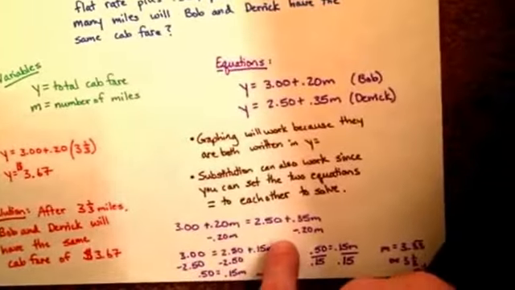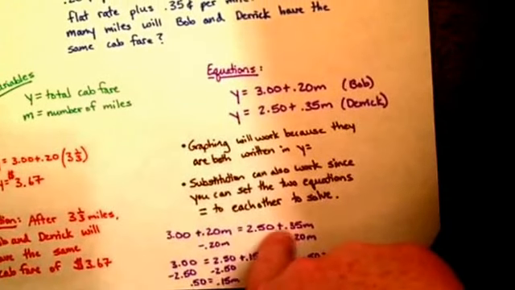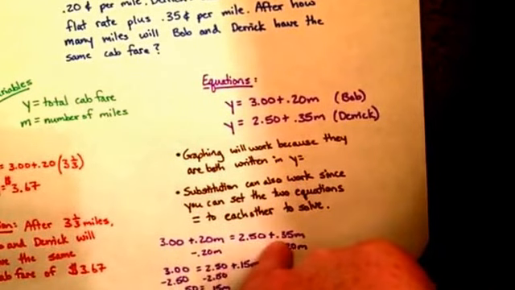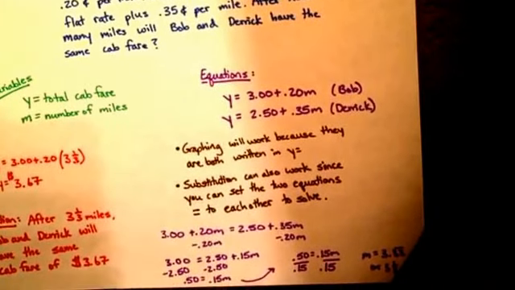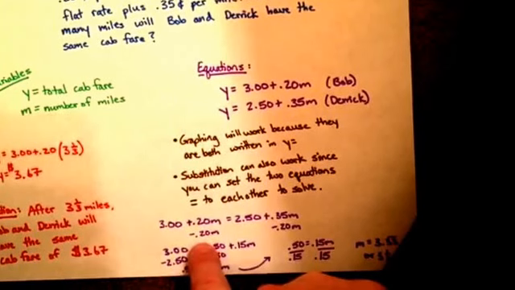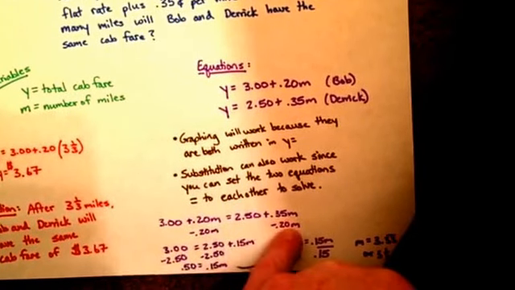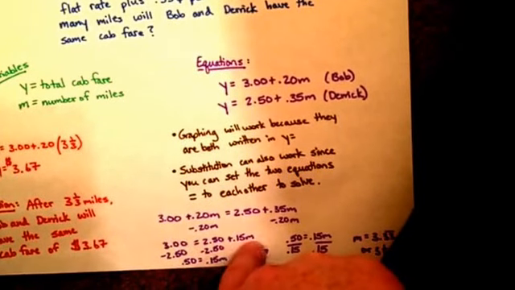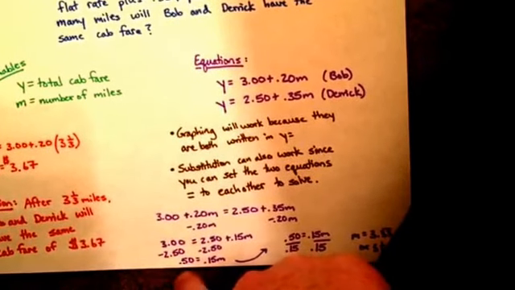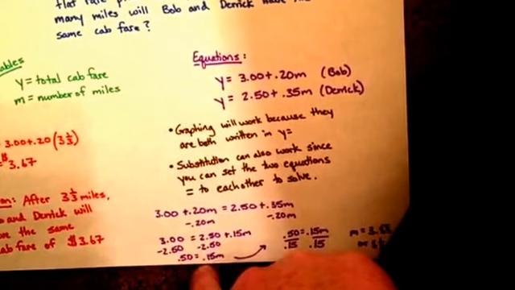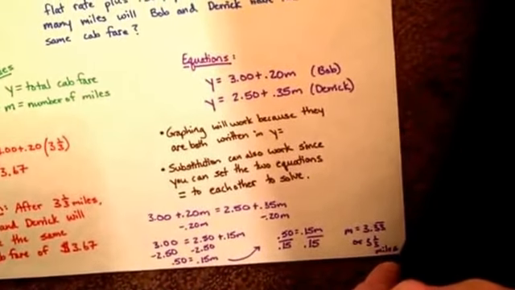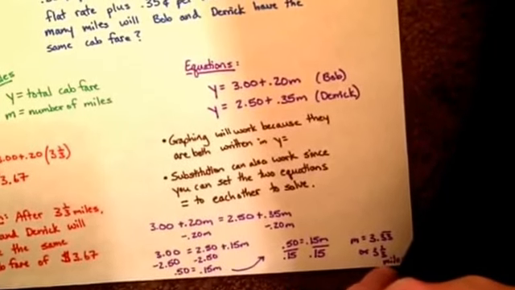Another way to do it without a calculator is to use substitution. Since they're both equal to y, you can set them equal to each other and solve for m. So I subtracted 20 cents times the number of miles, and I got $3 is equal to $2.50 plus 15 cents per mile. I subtracted $2.50, so I got 50 cents is equal to 15 cents per mile. I divided by 15 cents, and I ended up with 3 1/3 miles.